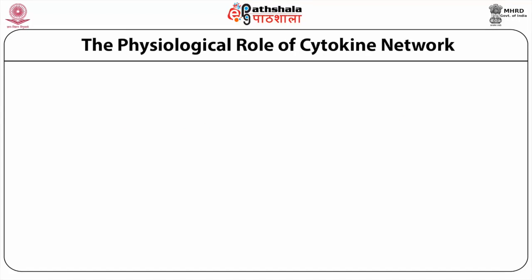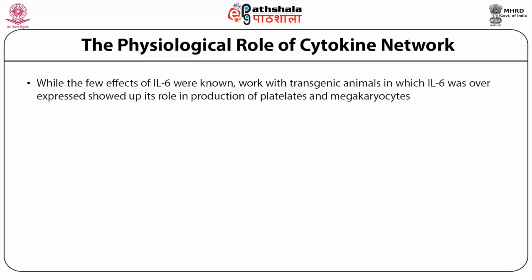This slide shows how complex is the physiological role of the cytokine and how cytokine actually forms a network. While the few effects of IL-6 were known, work with transgenic animals in which IL-6 was overexpressed showed up its role in production of platelets and megakaryocytes.